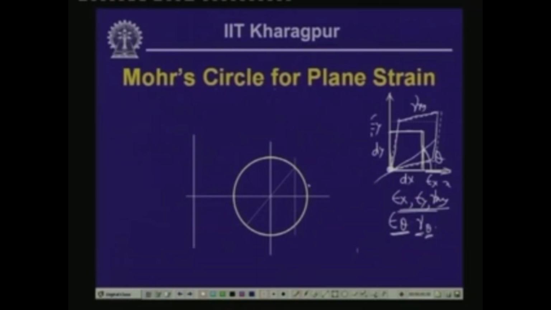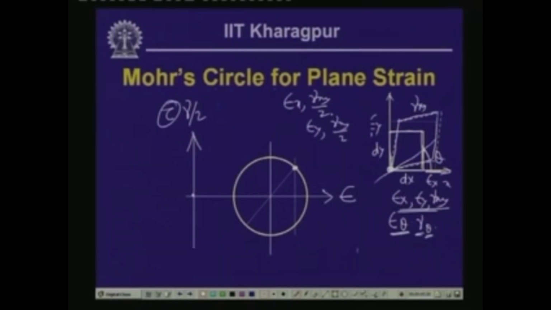Now, as we did before, instead of sigma for stresses, here for the x axis we write epsilon, and the y axis, instead of tau, we write gamma by 2 axis, and this is the origin. Now, if we plot the value of epsilon x and gamma xy by 2, we get one point on this plane which we call the Mohr's plane. Also, epsilon y and gamma xy by 2.